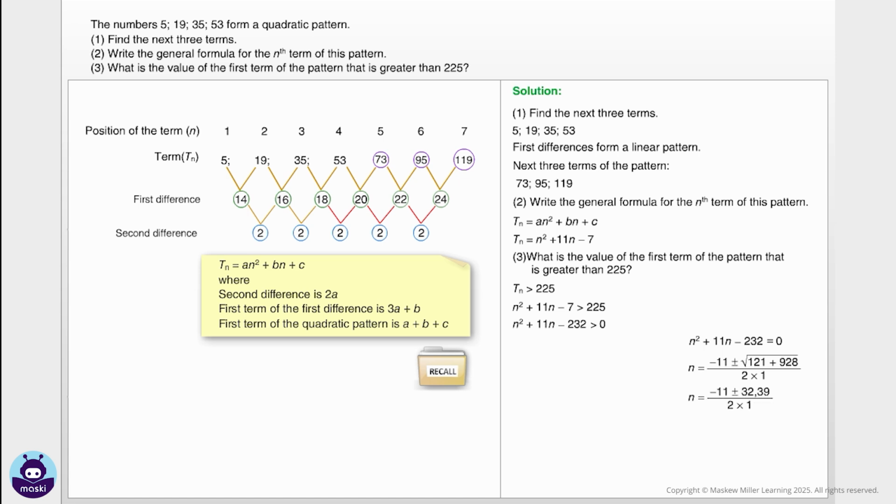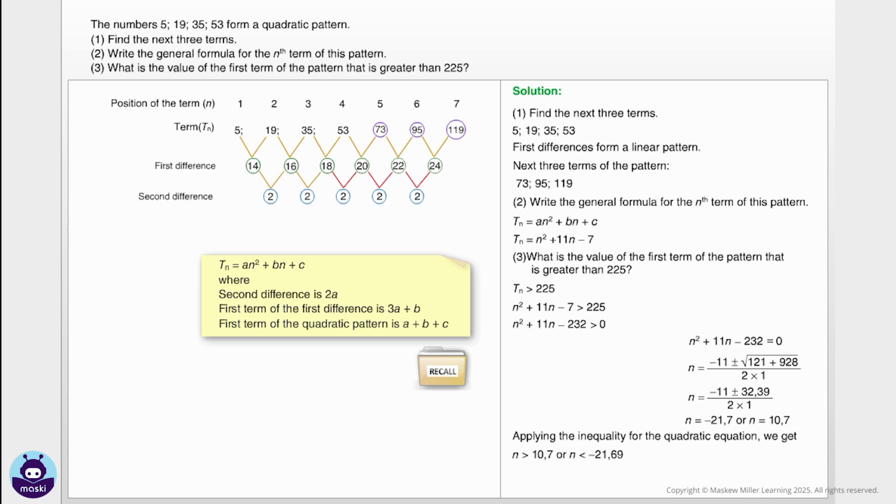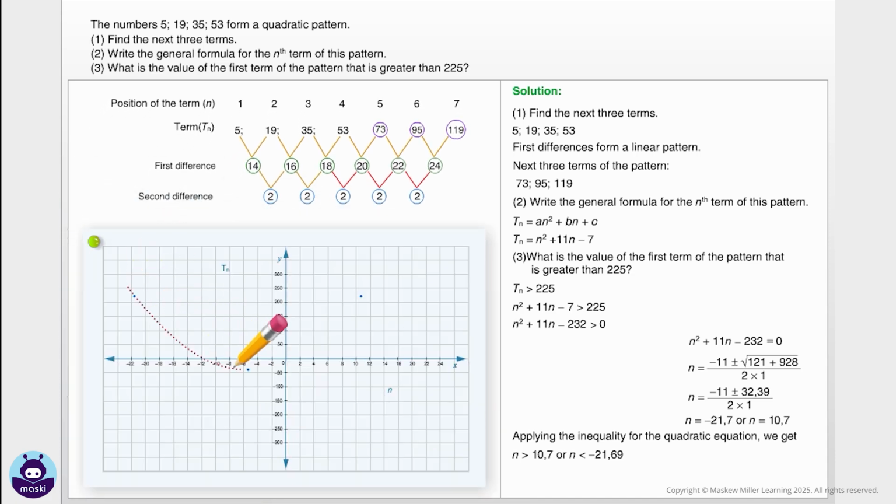Equating the expression on the left to 0 and solving for n, we get n equals -21,7 or n equals 10,7. Applying the inequality for the quadratic equation, we get n is greater than 10,7 or n is less than -21,69. Since n is a natural number, it cannot be negative. Therefore, n equals 11. So, the first term of the pattern that is greater than 225 is T11 equals 11 squared plus 11 times 11 minus 7 equals 235.